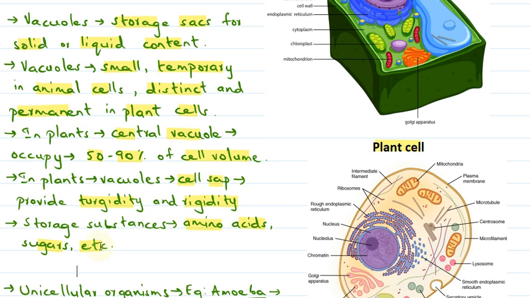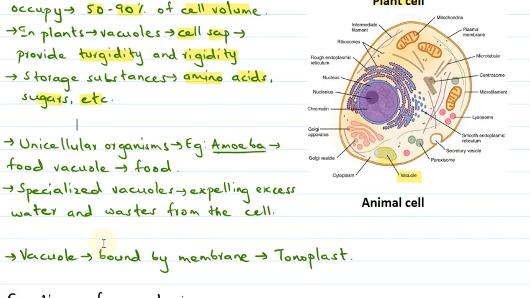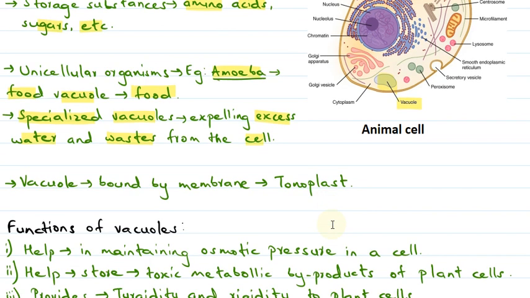Then we talked about some unicellular organisms. For example, amoeba has a food vacuole where the consumed food is stored. In some other unicellular organisms, there are specialized vacuoles that play an important role in expelling excess water and some waste from the cell. The vacuole is bound by a single membrane known as the tonoplast.